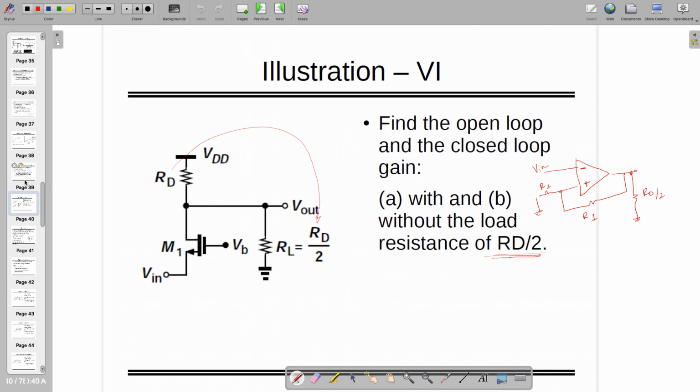Notably, the current will flow through RD by 2. Note that R1 and R2 were kept at very high value, whereas RD by 2 is lower than RD. So current will flow from here, here, and here. Now all three are comparable, so do the analysis accordingly. The current cannot flow through R1 and R2 as they are much higher value. But in this case, the current will flow from here, and you have to consider RD by 2 also in finding the open loop and closed loop gain, and of course for other things also, input and output resistance.